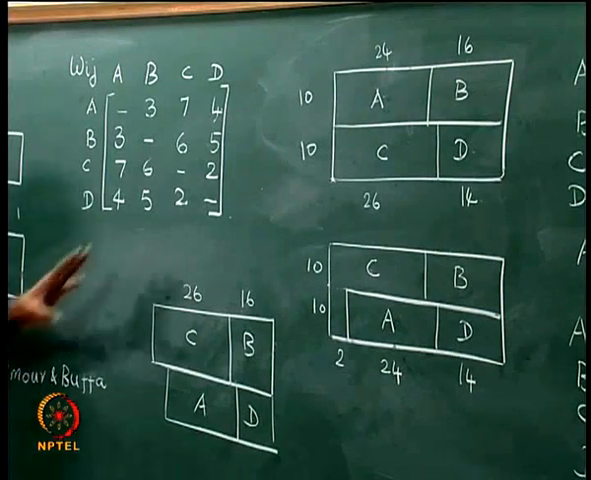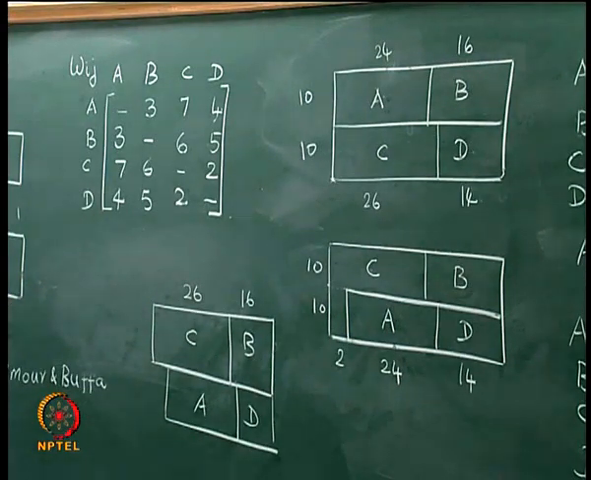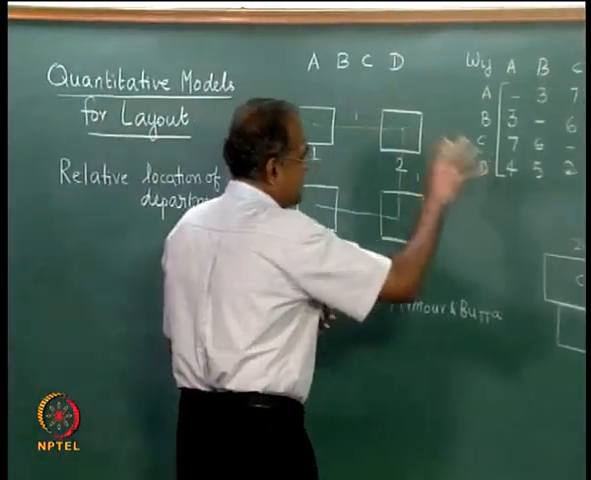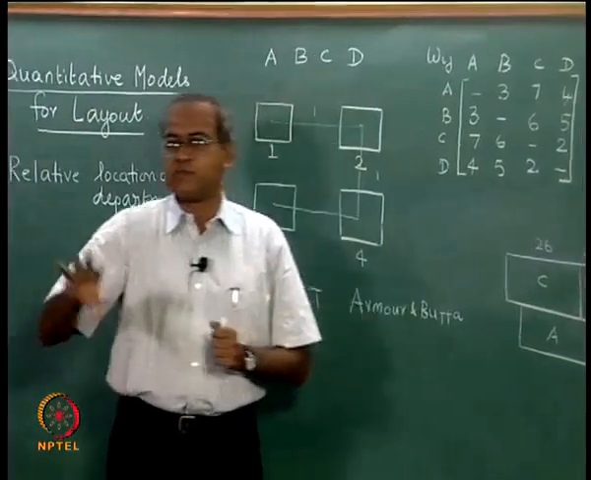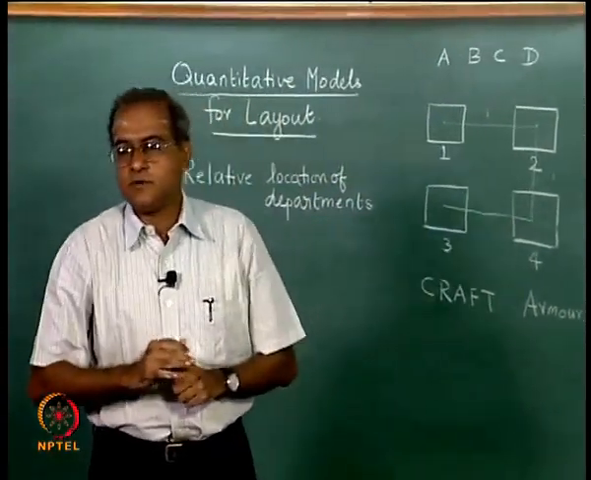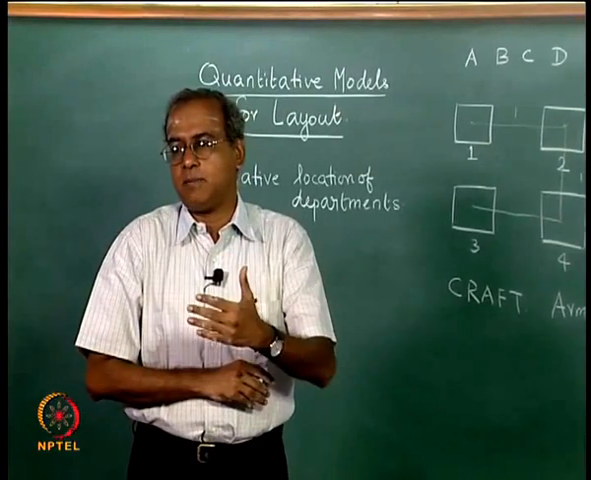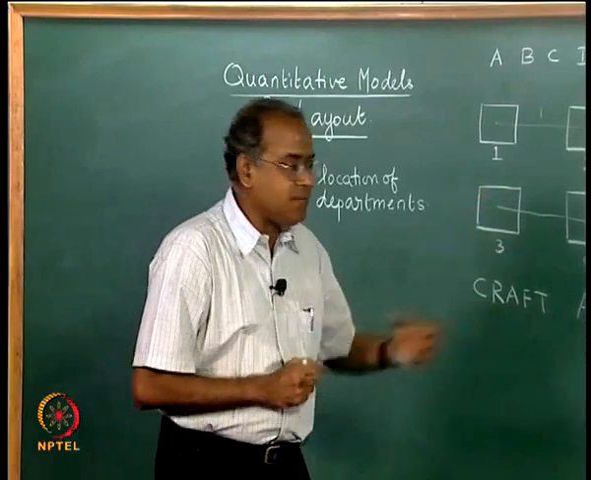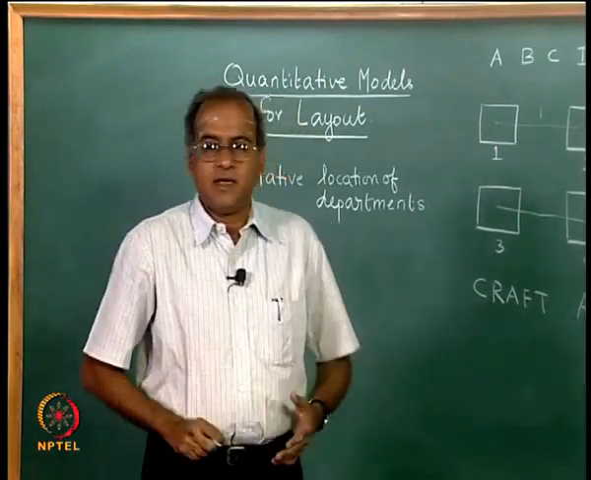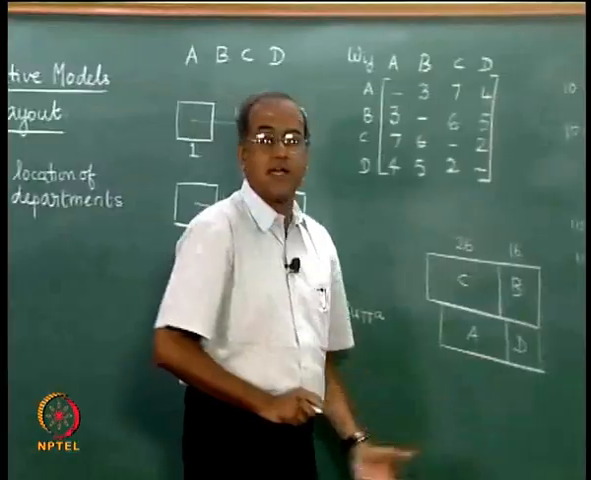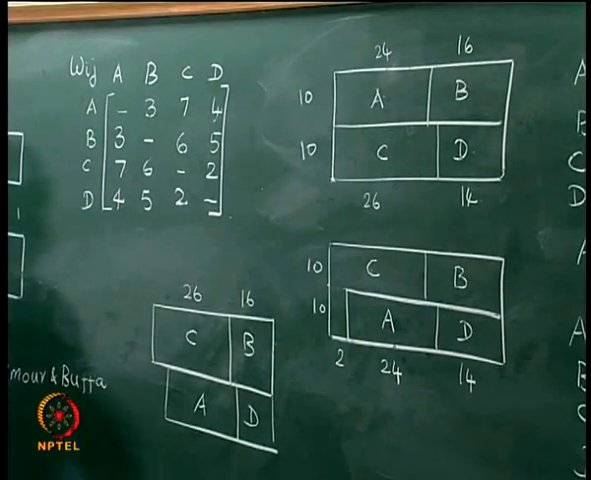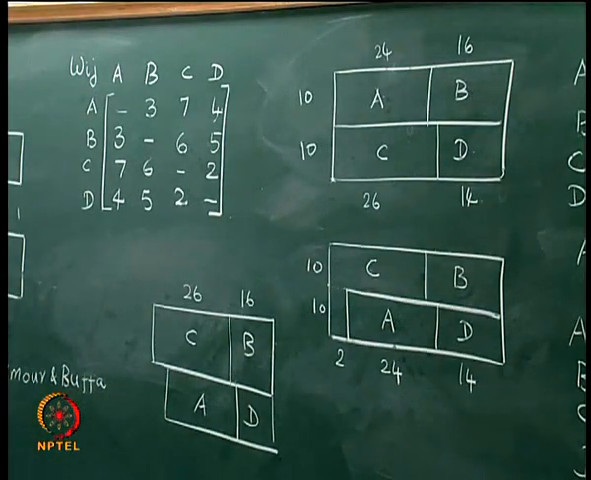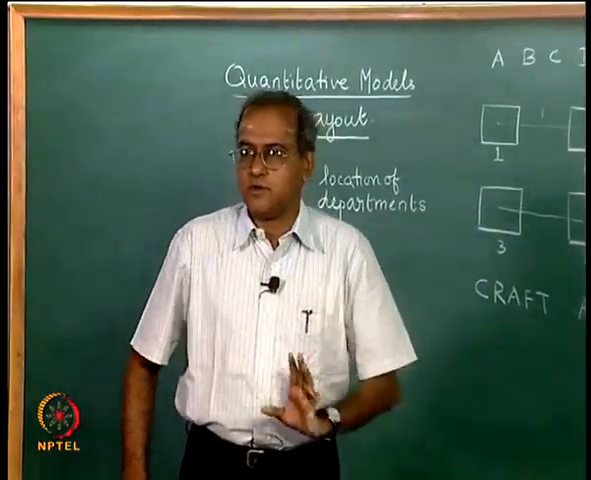Now, this is how the CRAFT algorithm works. CRAFT has a couple of advantages. One is CRAFT is able to consider different area requirements for different departments, which was not explicitly considered by the quadratic assignment problem. Second, CRAFT is a simpler algorithm, it is a heuristic algorithm. It is centered around pairwise exchange of areas of the various departments. So, it does not guarantee the optimal solution always. It is a heuristic solution.